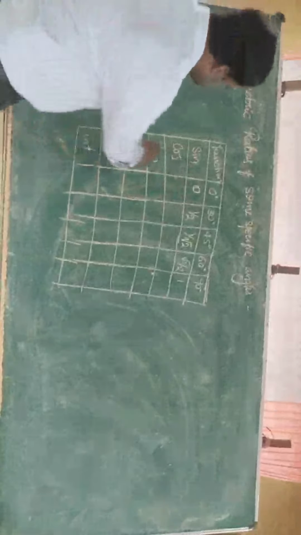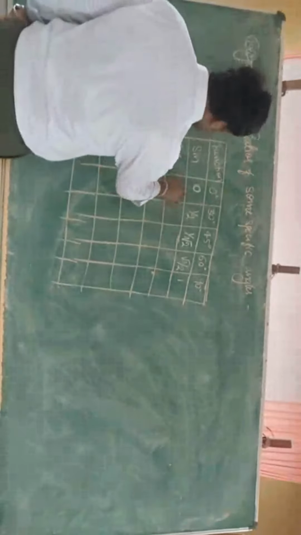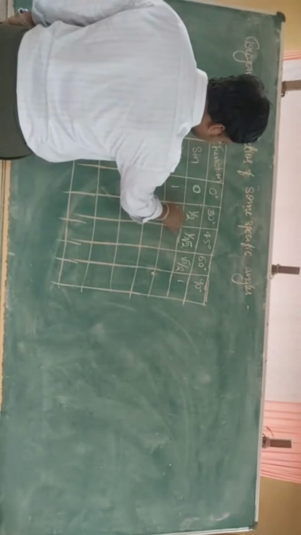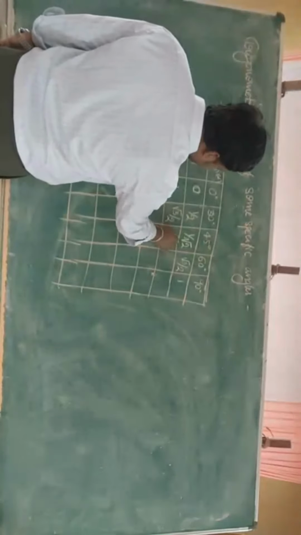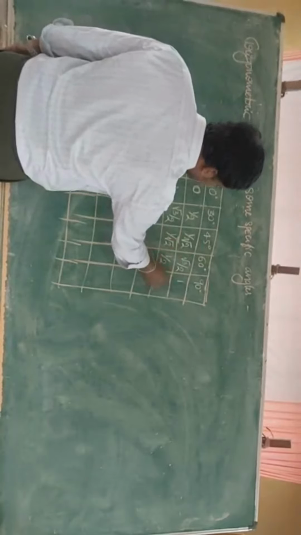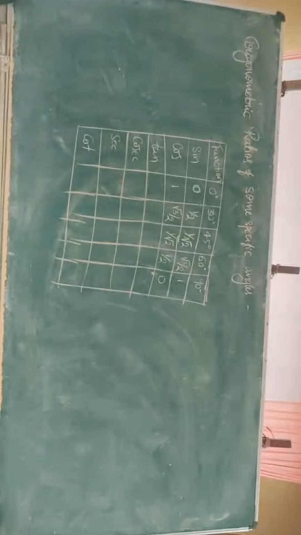Okay. So now cos. Cos value lies between 1 and 0, I said. Cos 0 is 1. Cos 30, root 3 upon 2. Cos 45, 1 upon root 2. Cos 60, 1 upon 2. Cos 90, 0. So cos value lies between 1 and 0. Now tan.